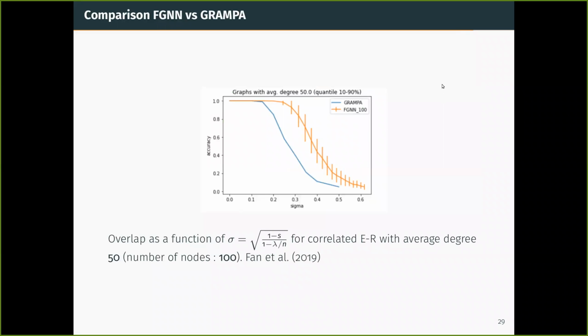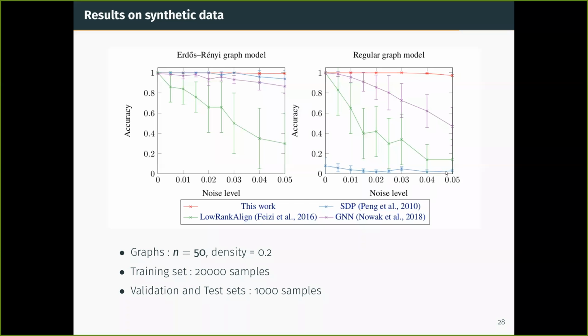Marc, we have a question from Mirko. He's asking why are the error bars so large for Nowak and co-authors?